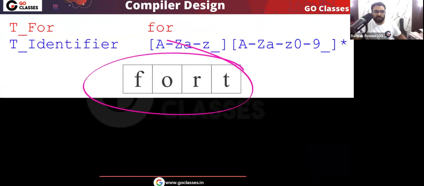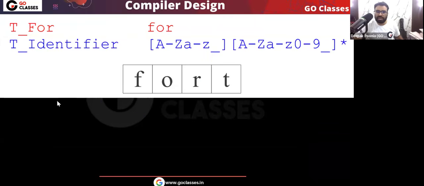So tell me, for this FORT, what will be the correct tokenization? We will read this character stream from left to right, character by character. We read F, and both tokens are in the race: the for token and the identifier token. Then we read O, both tokens are still in the race. Then we read R, both tokens are in the race.